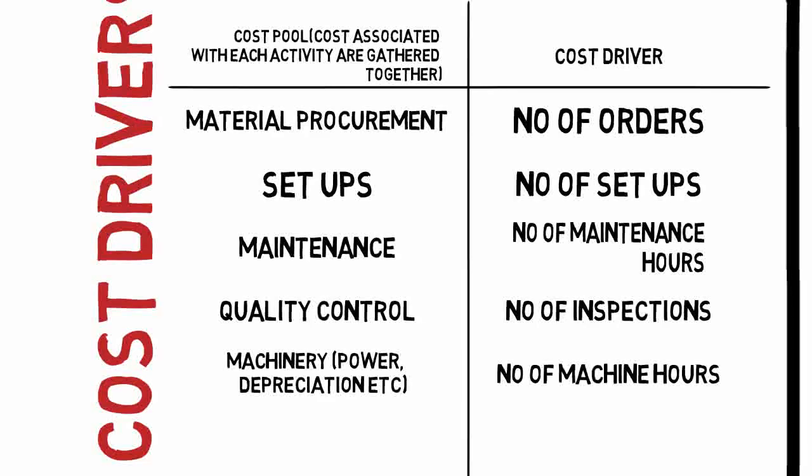Shown are examples of cost drivers. A cost pool is the cost associated with each activity, gathered together. A cost driver is the unit of an activity that causes the change in the activity's cost. All activities based on material procurement are gathered together, classified by number of orders as the cost driver. All maintenance activities are pooled and classified by number of maintenance hours as the cost driver. Students, please take note that in a traditional costing system, all of these production overheads would be absorbed on production volume, measured as direct labor, or cost, or machine hours.